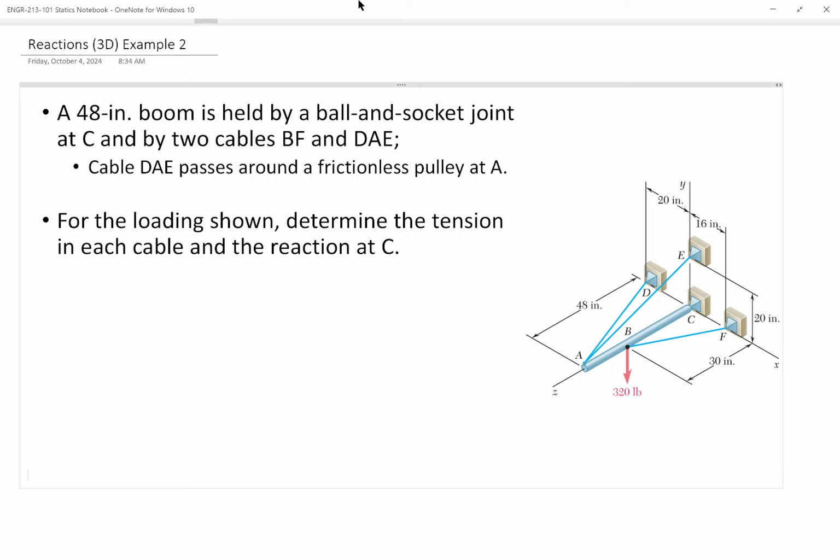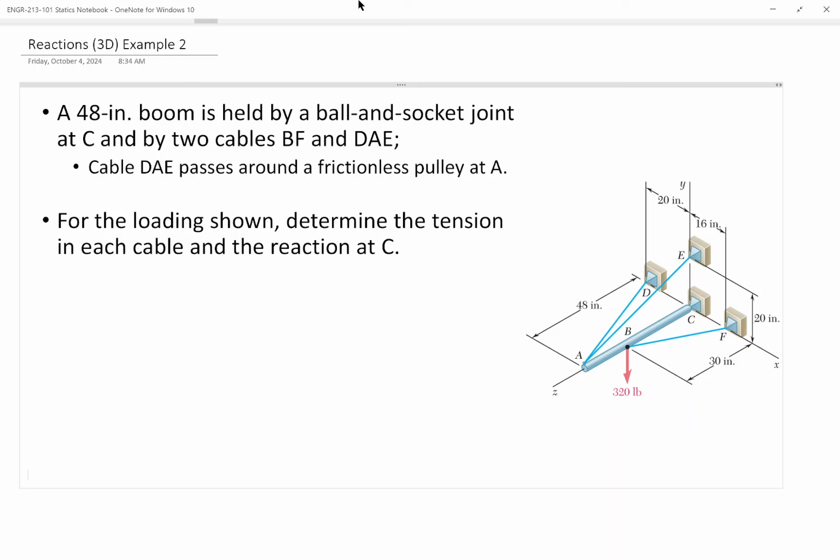So we have a 48-inch boom, so that's this pipe here, this AC, that's our rigid body. We have this pipe here that's being held by a ball and socket joint at point C, okay? So how many reactions are we going to have at point C if it's a ball and socket joint? It's kind of like a pin in 3D. 3. We're going to have a Cx, a Cy, and a Cz, right? We're going to have 3 unknowns there at point C, okay?